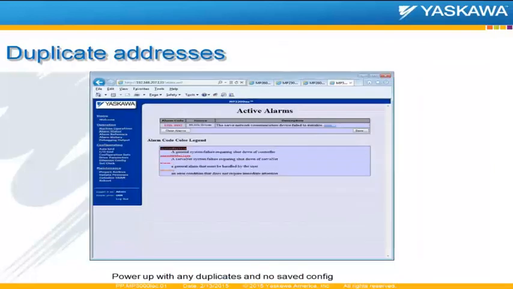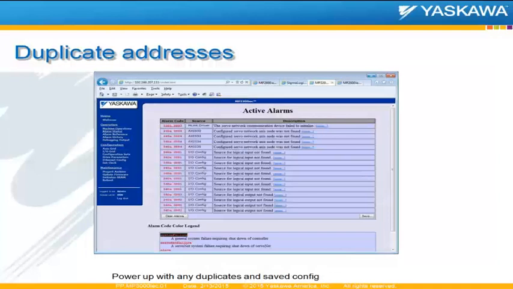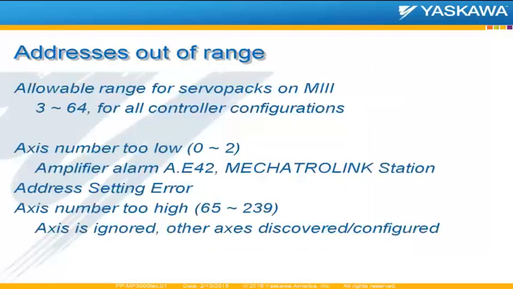If there's duplicate addresses on the system, you'll get the network communication device failed to initialize. If you have a saved config on there, you'll also get that same alarm, but it'll also flag which nodes that were configured you were not able to communicate with. And then there's also the possibility of addresses out of range.